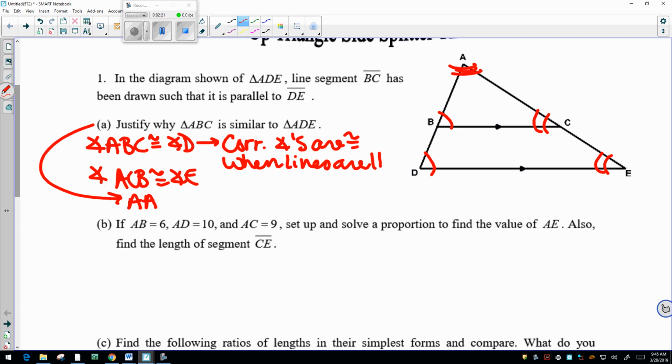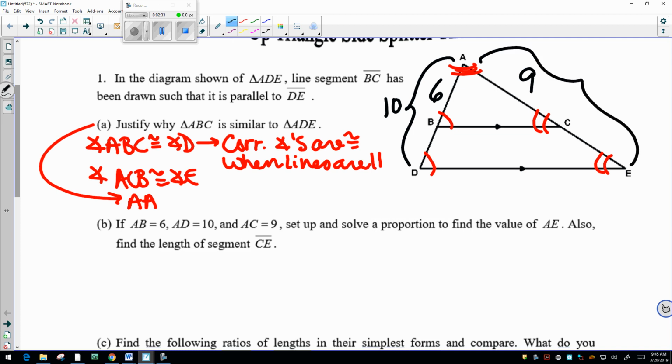Okay, so now we're going to connect the segment lengths. We have AB is 6. We have AD. Keep in mind AD is this entire side. That's 10. We have AC is 9. And we have to find a value for AE, which is that entire side. So somebody give me a proportion that we could use to solve.